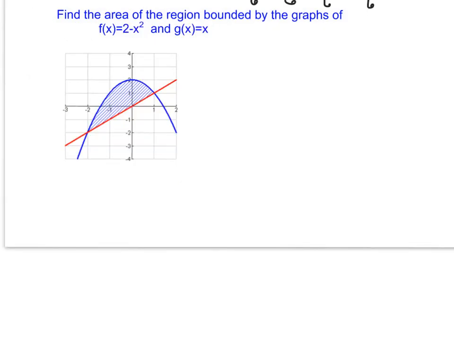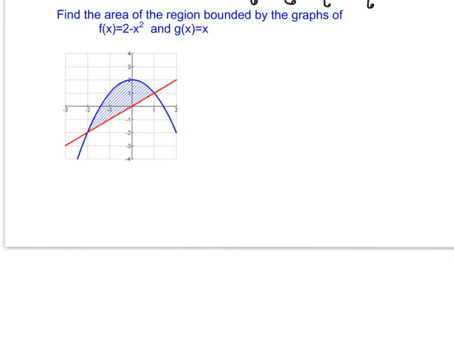Let's take a look at example number 2. Make sure you're taking time to pause the video and write these examples in your notes, as well as drawing the sketches, because obviously the sketches are really important for these areas. So for number 2, it says, find the area of the region bounded by the graphs of f of x equals 2 minus x squared and g of x equals x.